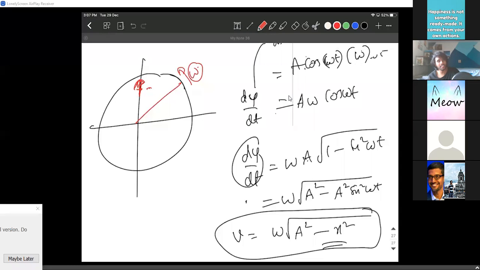You do that, you will get the same thing. Again, we also did the same thing. But it's a lot easier, obviously, once you have the velocity equation. Let me take a new page.